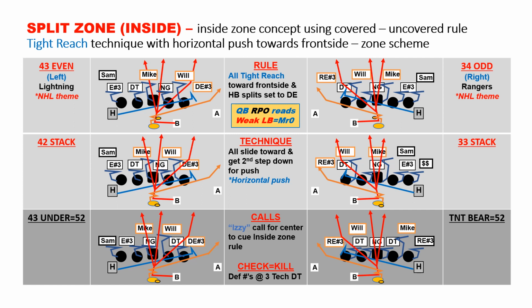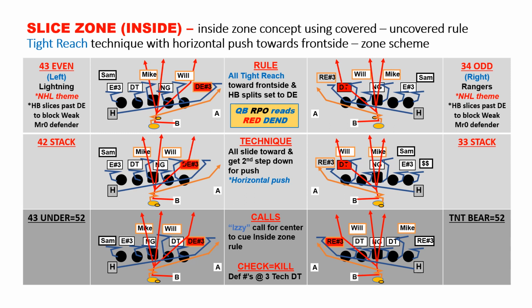The H-back always blocks the backside defensive end, kicking him out. So in this case, when we call it towards him, he will split across to the defensive end. Quarterback now reads the weak linebacker, or Mr. Zero, on the backside. We use an Izzy call for our line communication.